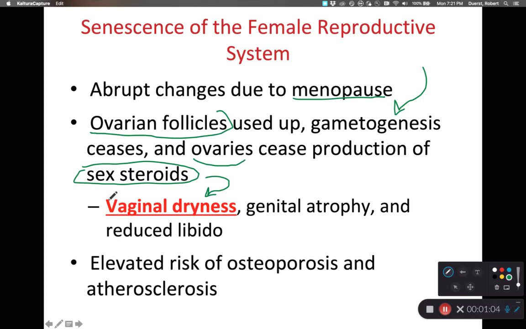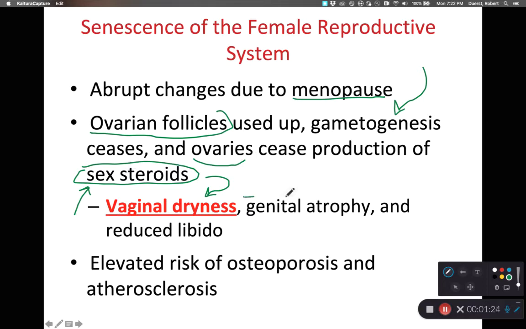Something else that I didn't mention on the slide is that the reduction in sex steroids also causes a reduction of the stratified squamous epithelium that lines the vagina. Sometimes that causes it to become thin and extra sensitive, and a lot of times that can be treated with estrogen being applied to the vaginal canal with a topical cream.